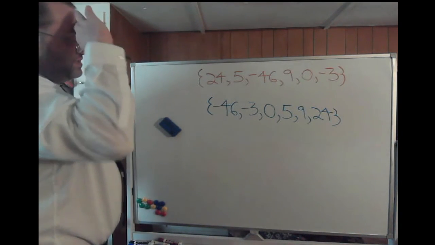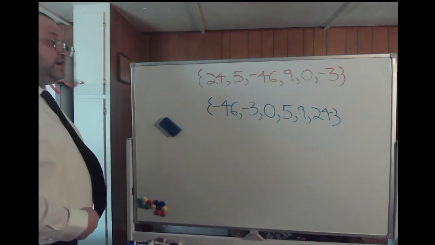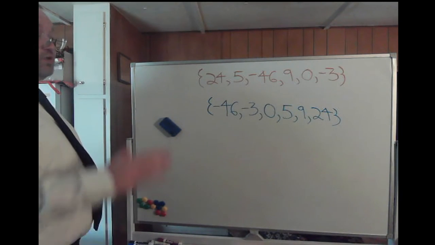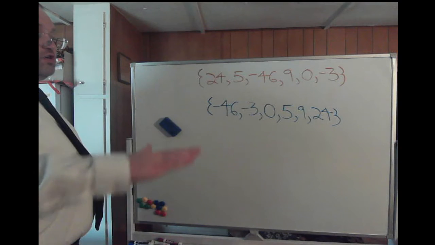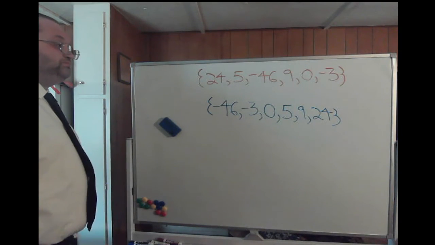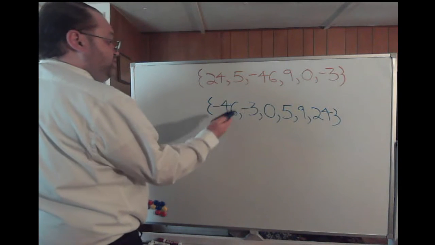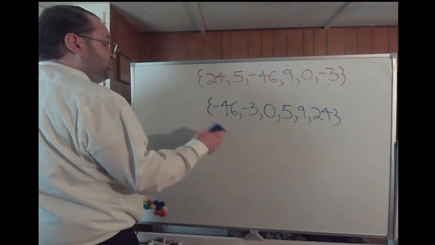So if you're ever asked to write a set in order from smallest to greatest, just know you probably want to start with your negatives first, and then you work from that into 0 and positive. So that's really all there is to it if you're asked to write a set of numbers from smallest to greatest.